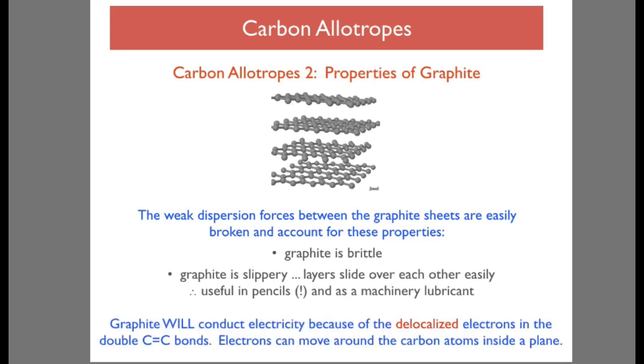Graphite will conduct electricity because of the delocalized electrons in the double carbon-carbon bonds. Electrons can move around the carbon atoms inside a plane. So the electrons move between the planes, like so.